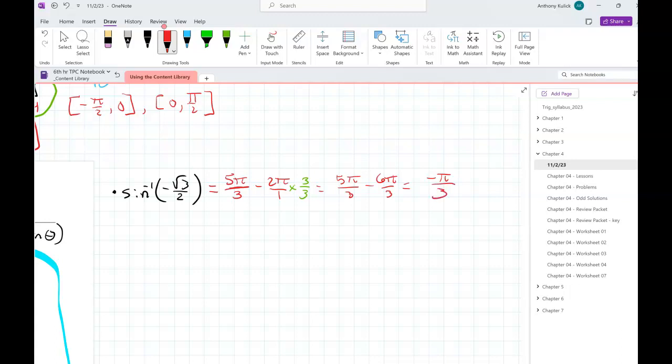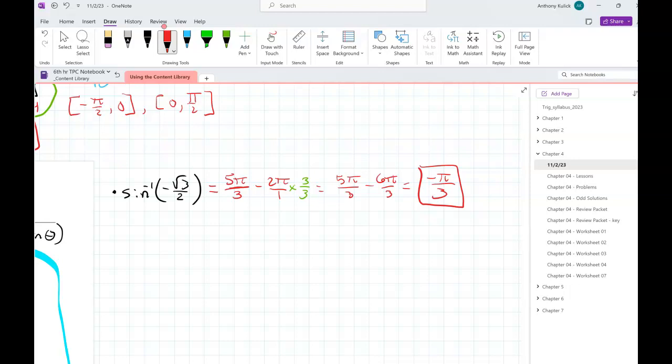Now let's check. Is negative pi over 3 in between negative pi over 2 and positive pi over 2? Yes, right? Negative pi over 2 is negative 0.5 pi, or negative 0.5. Negative a third pi is negative 0.3. That's definitely bigger than negative 0.5. And clearly the negative is smaller than a positive. So it's definitely in between there. Everybody feel all right there? Yeah. All right.